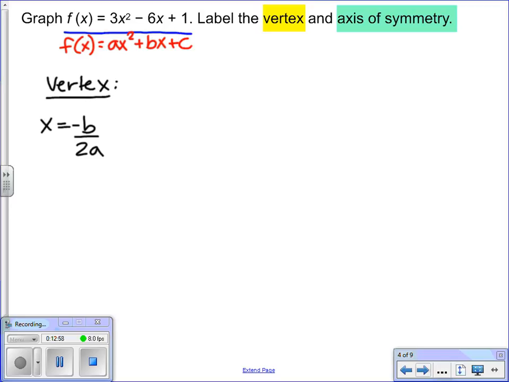So I always do the numerator. What is the opposite of b? 6. Positive 6. And you'll leave the x's out. So a, b, and c are just their coefficients. We will never write x's in this. Then we're going to divide it by 2 times a, which a is 3. And then do the multiplication on the bottom, so that's 6 over 6, which means the x-coordinate of my vertex is 1.